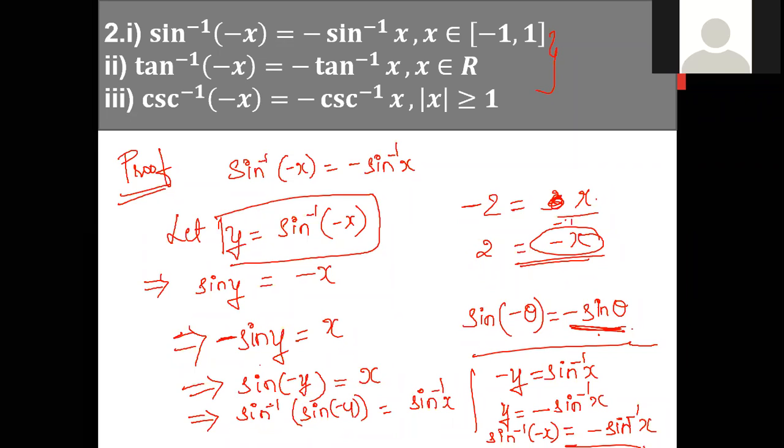I need the value of y, so I have taken sine inverse on both sides. We know sine inverse of sine x is always x. Here in place of x, we have minus y. So minus y is equal to sine inverse x. But I need the value of y, so I'll divide by minus 1. So y is equal to minus sine inverse x. But what was y? y was sine inverse of minus x, and that is equal to minus sine inverse x.